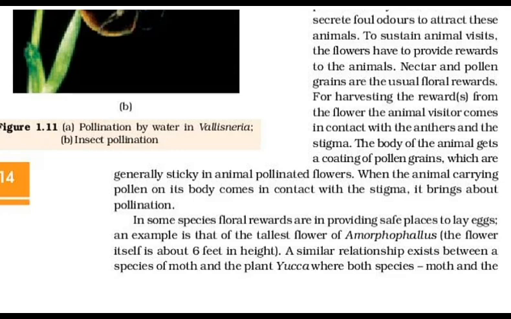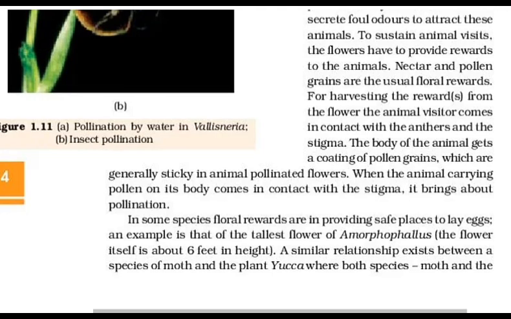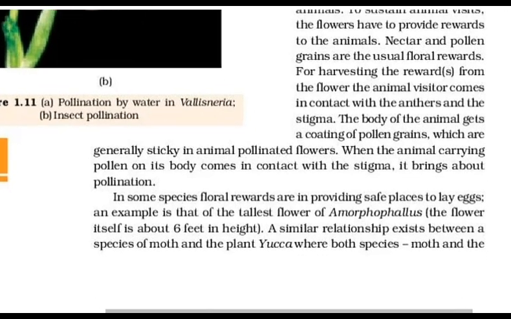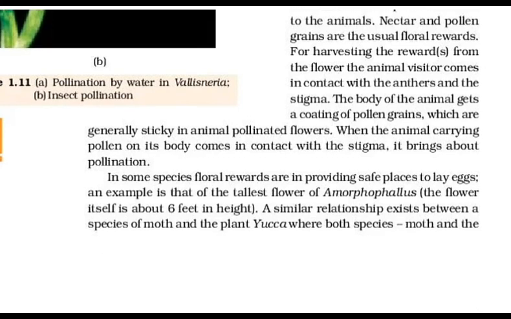Next is agents of pollination. Plants use two abiotic agents, wind and water, and one biotic agent, animals. Abiotic में आते हैं wind and water, biotic में आते हैं animals. Majority of the plants use biotic agents for pollination. Only a small proportion of plants use abiotic agents.